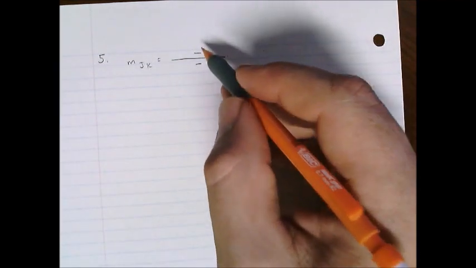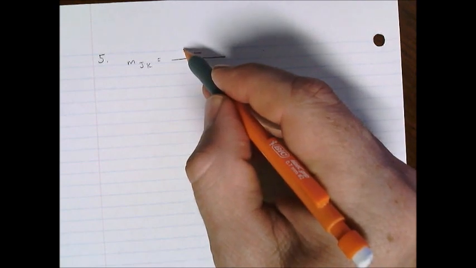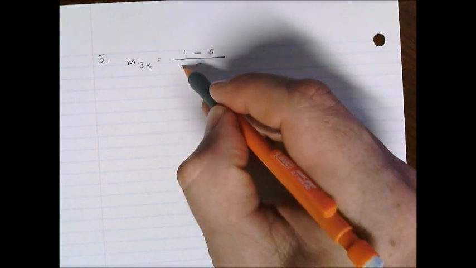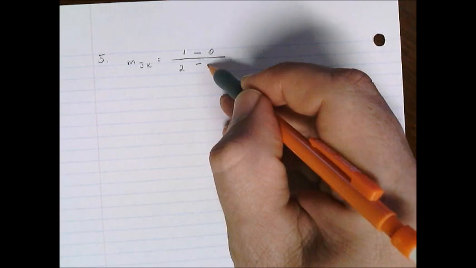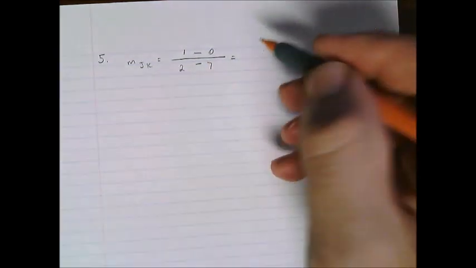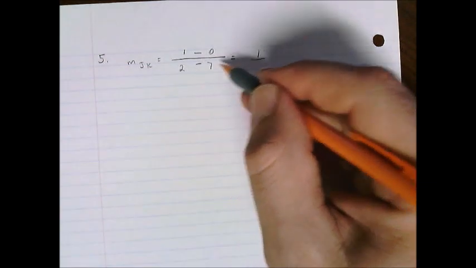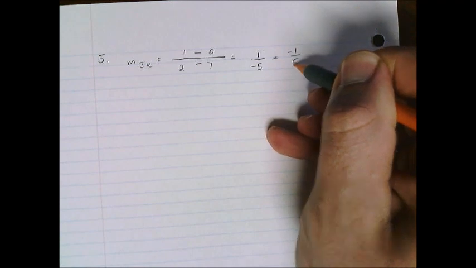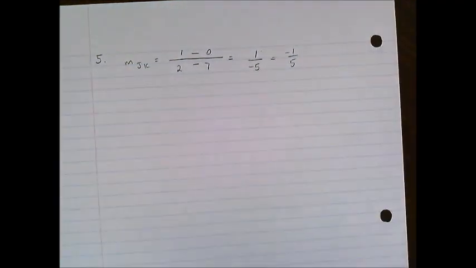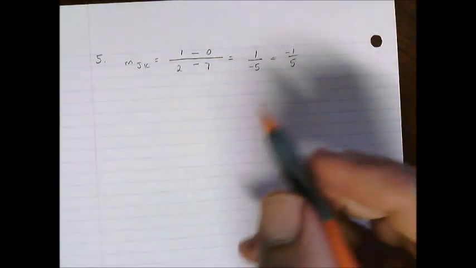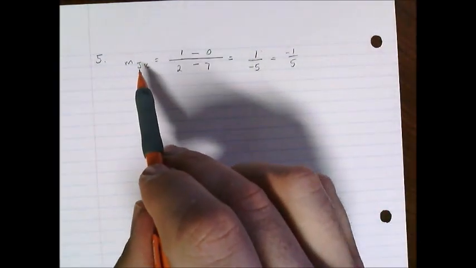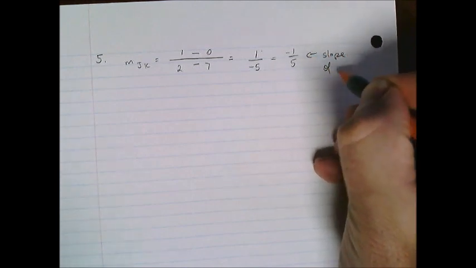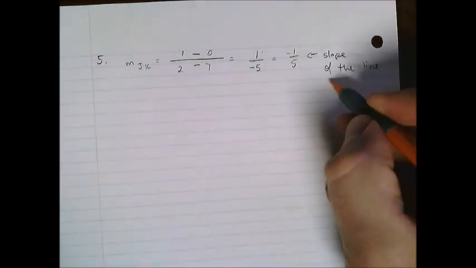I'm calling K my y2. So y2 minus y1 over x2 minus x1. That would end up being 1 over negative 5. Or I like to always have the negative float up. No reduction necessary. So that is the slope, not only between J and K, that's the slope of the line that goes through.